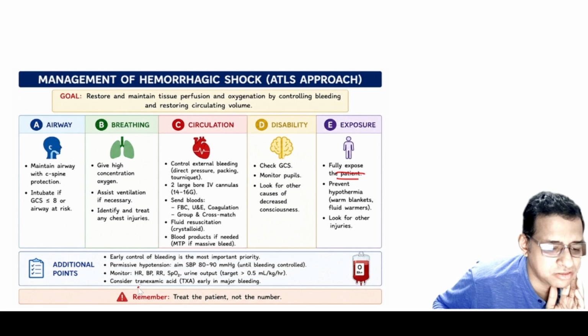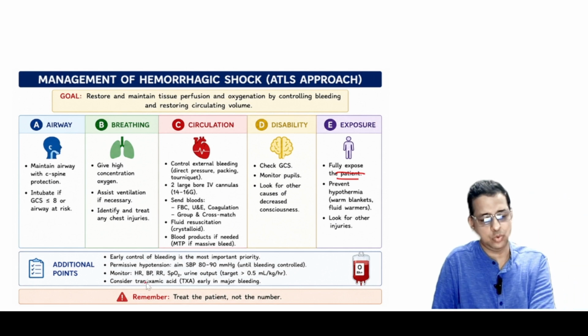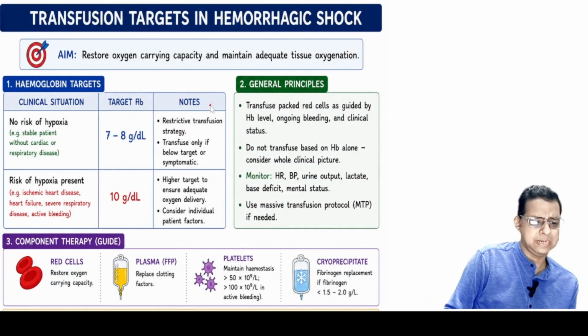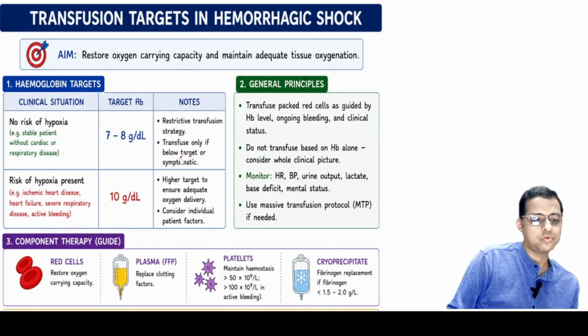The answer is tranexamic acid, TXA, early in major bleeding. You have to think about transfusion: you have to restore the oxygen carrying capacity and maintain adequate tissue oxygenation. If you don't see risk of hypoxia, then the target of hemoglobin should be 7 to 8 gram per deciliter. You can see the restrictive transfusion strategy: transfuse only if below target or symptomatic.